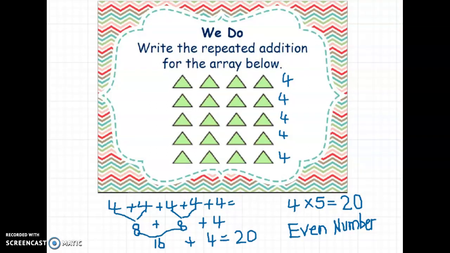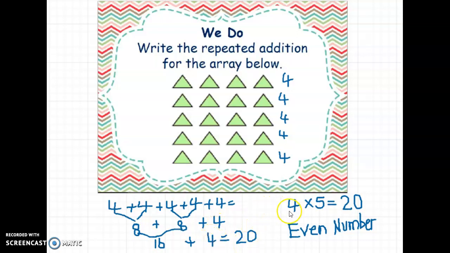Let's compare answers. Do you have 4 plus 4 plus 4 plus 4 plus 4 as your repeated addition? I use rows to find my repeated addition. If you use your columns, you'll probably have the same answer as I did. Okay, I added all my numbers together and I got 20. You can see I did 4 plus 4 here, I got 8. 4 plus 4, 8. Then I added my 8s together. 8 plus 8 is 16 plus my 4, and that gave me 20.